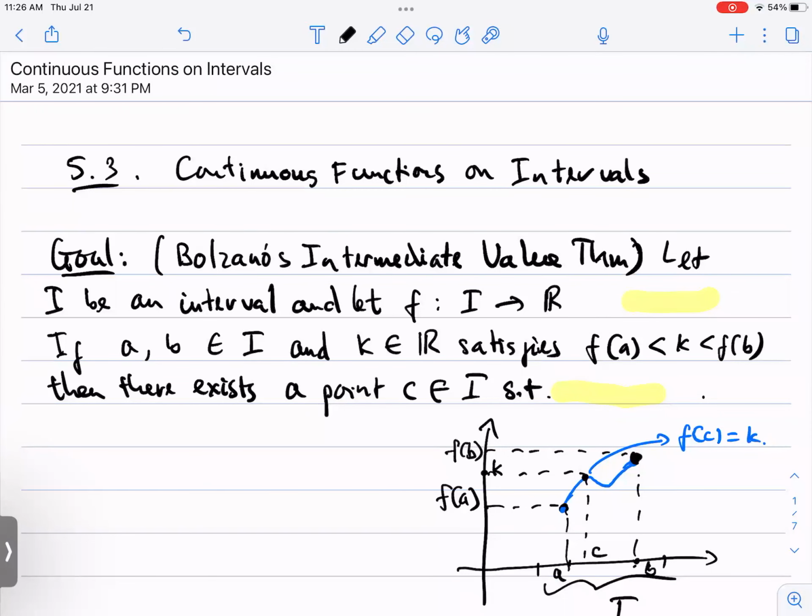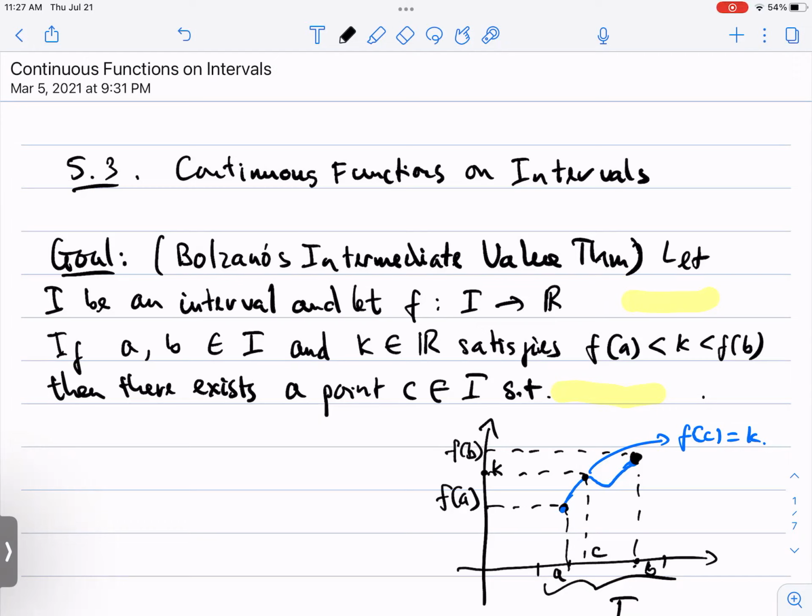Hello everyone. Today we discuss continuous functions on intervals. The goal is to prove the Bolzano intermediate value theorem, which says the following.